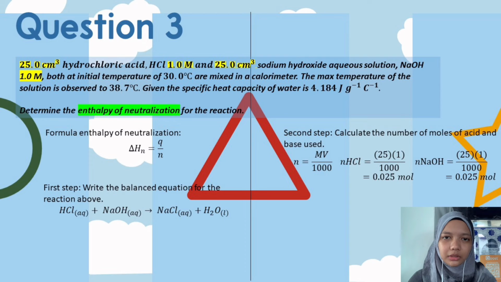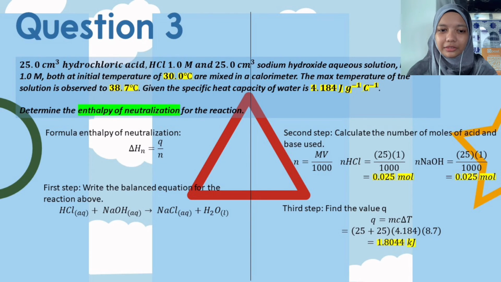So in order to calculate the enthalpy, we need to know the value of Q and n. So how? First, in order to know the value of n, we need to write the balanced equation for the reaction above and then calculate the number of mole of acid and base used. In this reaction, the number of mole is the same, which is 0.025 mole. So we just use the value.